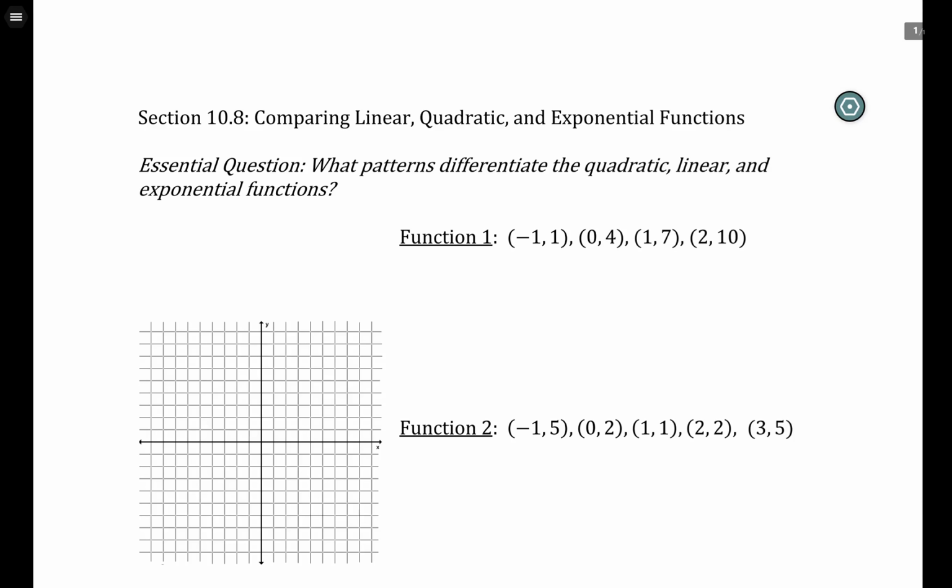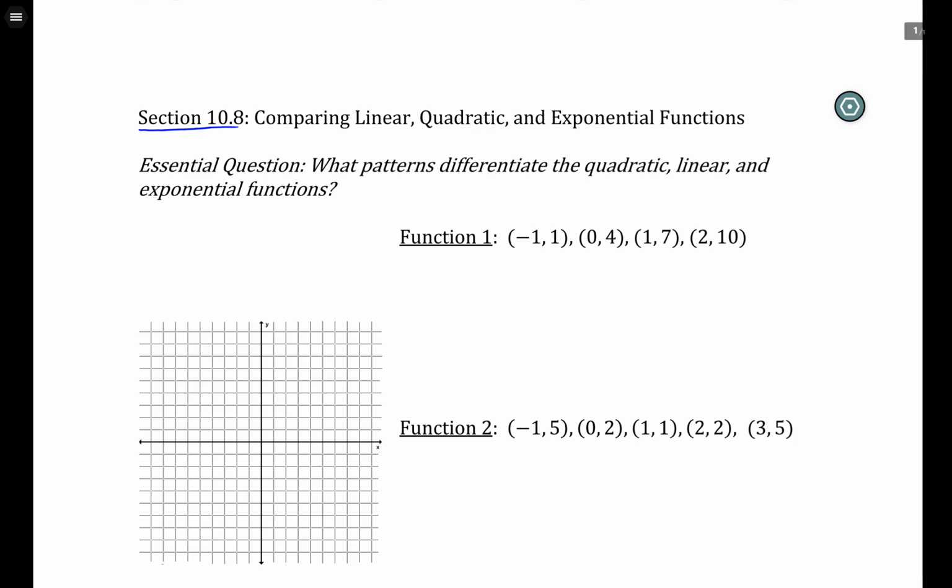All right, so this is the last video of the quadratics chapter, and really I don't have anything to teach you about quadratics. I just want to take a step back and look at quadratics in the big picture of what we are doing this whole year. So section 10.8, I'm going to call it comparing linear, quadratic, and exponential functions.